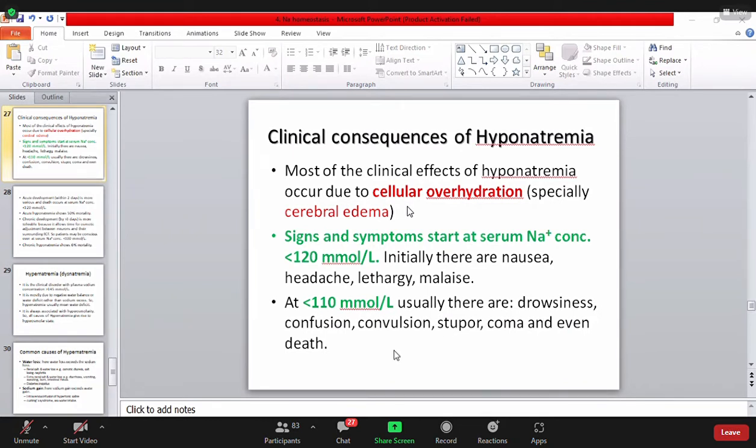So, signs and symptoms are mainly due to cellular overhydration or cerebral edema. And they start at sodium concentration less than 120 millimole per liter. What symptoms occur? Nausea, headache, lethargy, malaise. And at less than 110 millimole per liter, there are drowsiness, confusion, convulsions, stupor, coma, and even death occurs.